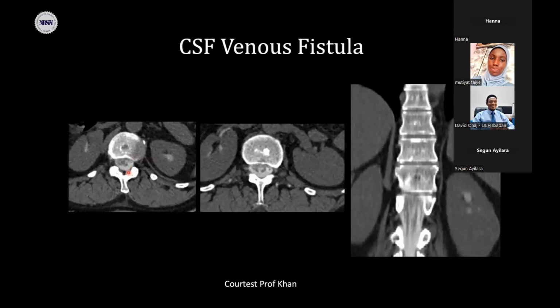the contrast, imaging shows that there's contrast within the collecting systems of the kidneys, right? So there's no way these intrathecal contrasts can find their way into the collecting system within this short period. Okay, so a diagnosis of venous fistula is highly suspected, and so you have to go back and make sure that you place the patient in a decubitus position to be able to visualize the fistula's connection.